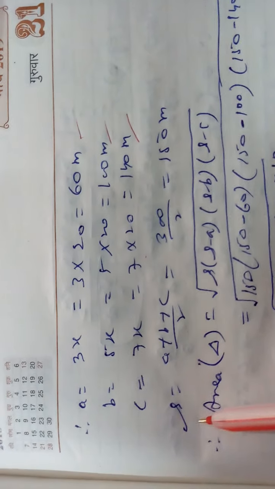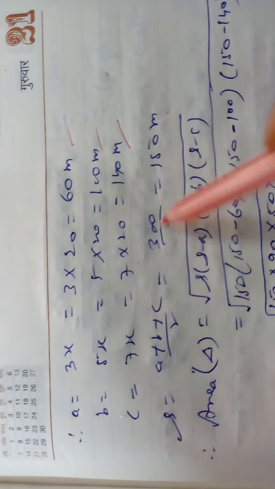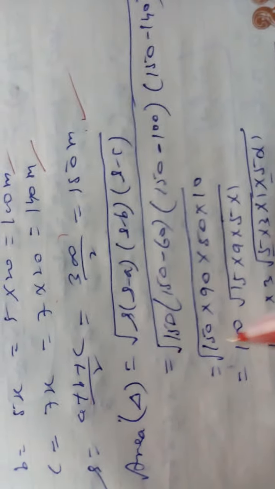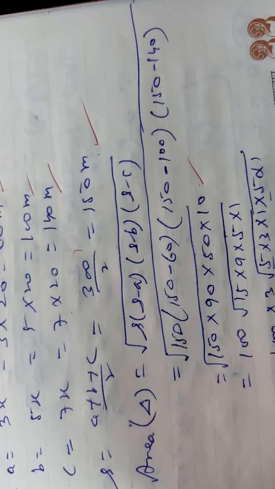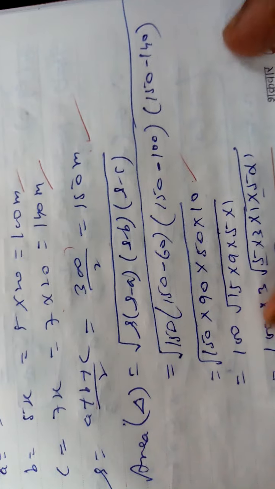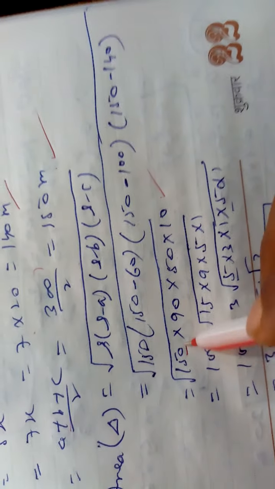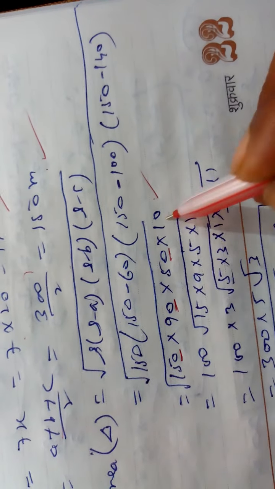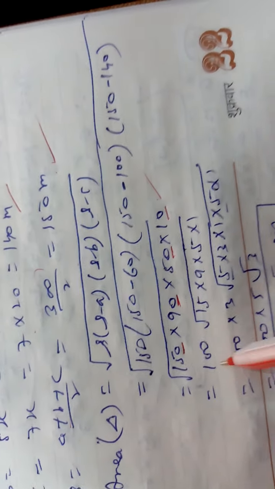Put the value, semi perimeter, direct 300 by 2, 150. Put all the values here. Now 150, 90, 50, 10 you are getting. But see here, again no need, it is lengthy. If you write 2 into 5 into like this, length you will get. But what is the rule? How many zeros are here? 4. Square root of 4 zeros is 100 outside.